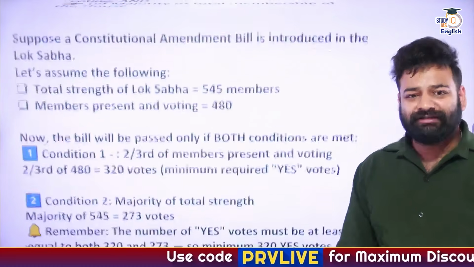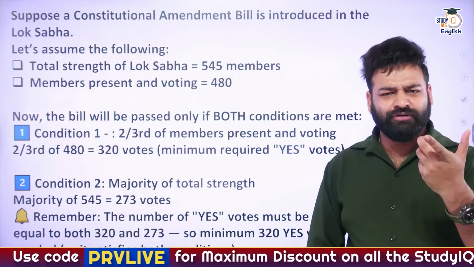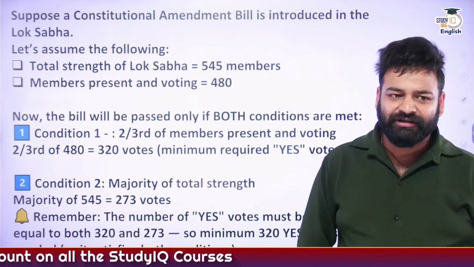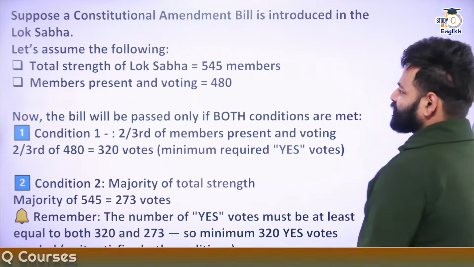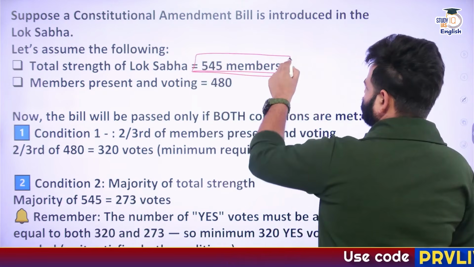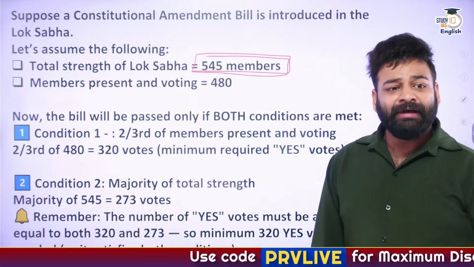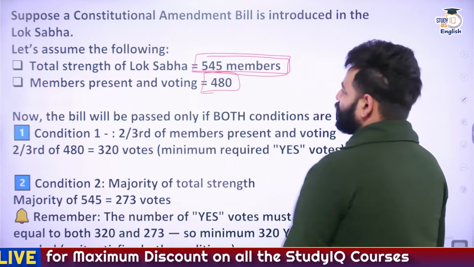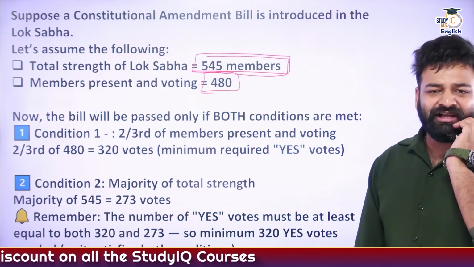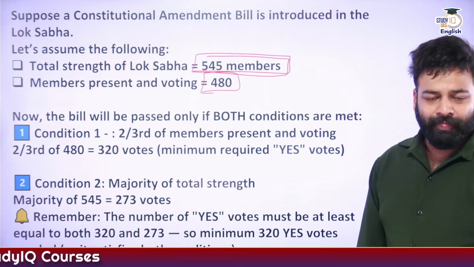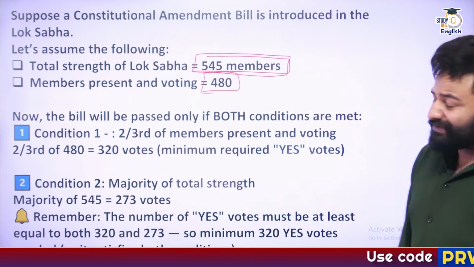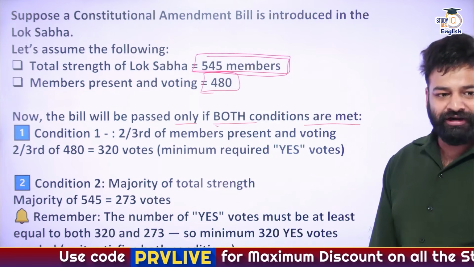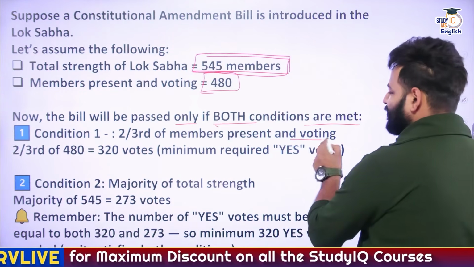Now let's substantiate it with figures. Suppose a constitutional amendment bill is introduced in the Lok Sabha. Just suppose, let's assume the total strength of the Lok Sabha is 545 members. But the members present and voting on that day are just 480. As you can see, nearly 65 members are absent. Now the bill will be passed only if both conditions are met. Condition 1: 2/3 of the members present and voting.